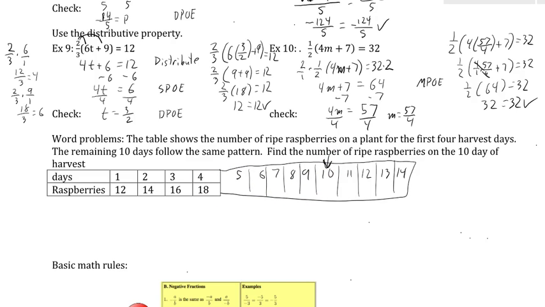If they just said, find the number of ripe raspberries on a plant after 10 more days, 10 more days would be day 14. So you gotta read your problem, you gotta figure out what they're asking, all of that stuff that goes into analyzing and figuring out what the problem is actually talking about doesn't go away, it's still here.